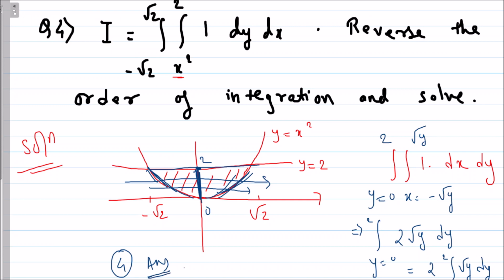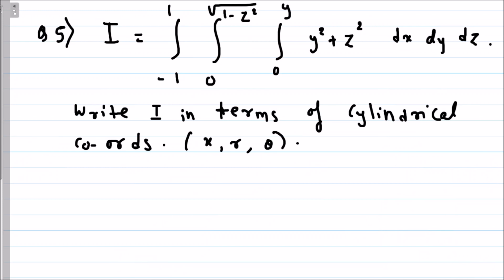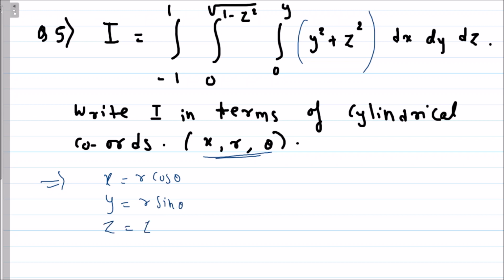Okay, cool. So we are done with the fourth one. Let's go for the fifth question. Now what is given to you? I is an integration which is given to you, and you have to write I in terms of cylindrical coordinates, but here the coordinates are x, r and theta. So in the theory, what you have seen, you usually put x equal to r cos theta, you put y equal to r sin theta, and you keep z equal to z as it is.